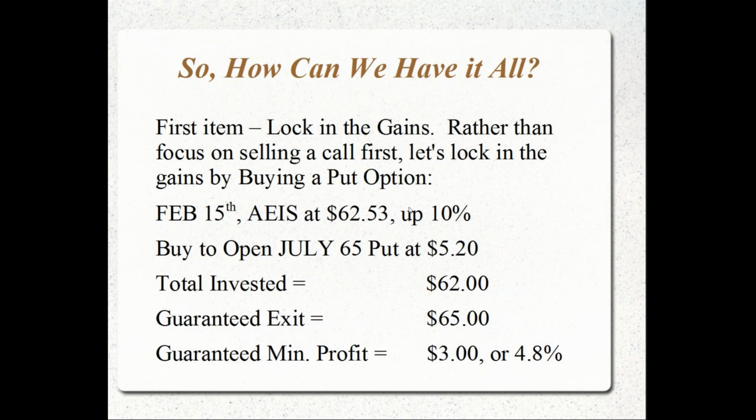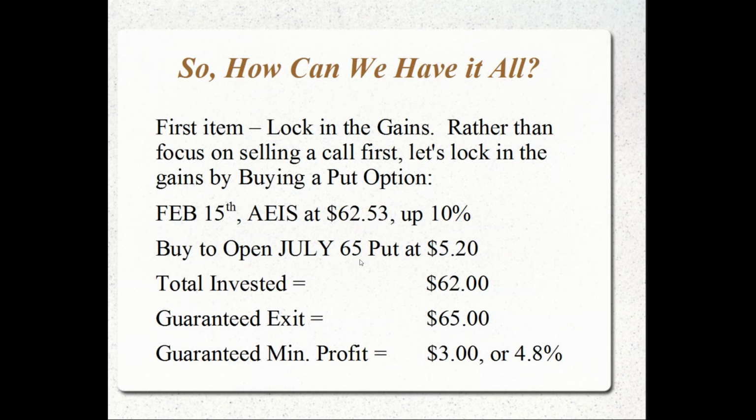Well, instead of selling a premium, let's take a little bit of the unrealized gain we have in the position and buy something that guarantees an exit, unlike our stop order or our trailing stop. So on February 15th, AEIS at 62.53 from our cost basis of 56.80. We're up 10%, $5.70.